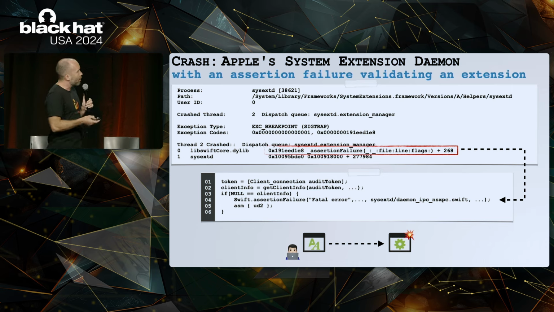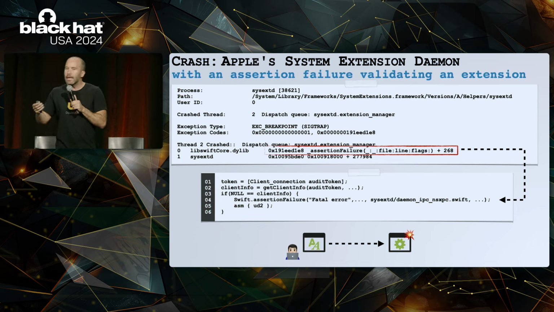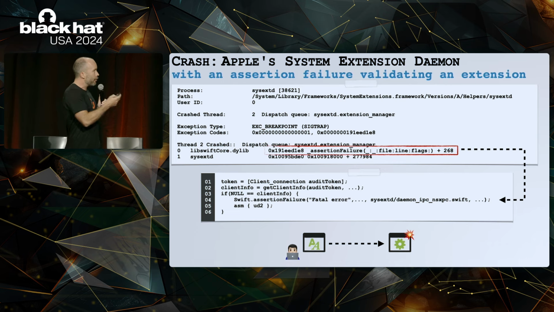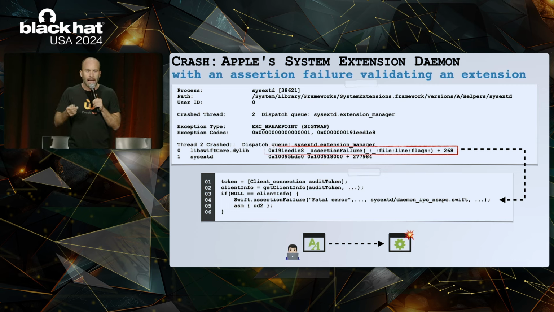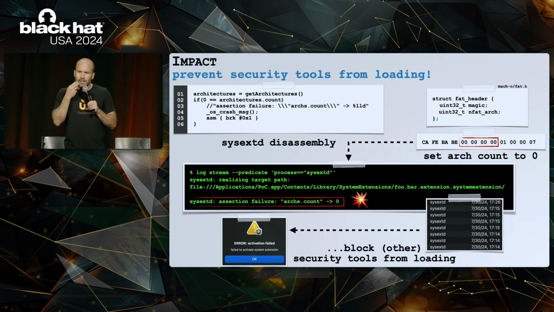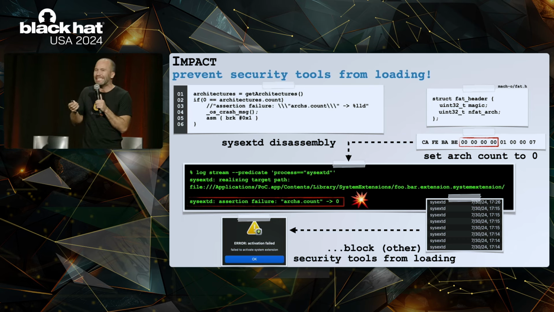Looking at the crash report and the call stack, we can see that the faulting instruction is in an assertion. If we disassemble it, we can see that what the system extension daemon is doing is handling some error case by throwing or validating an assertion. But if that assertion fails, instead of handling that gracefully, it decides to crash, which is an interesting design decision. So I decided to look for other assertions that perhaps were easily triggerable.